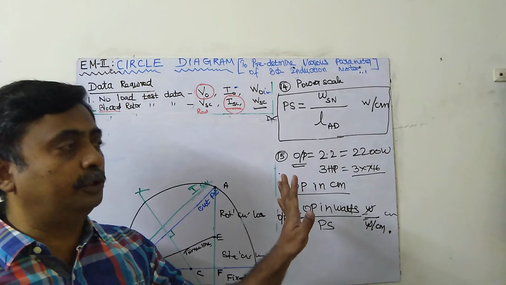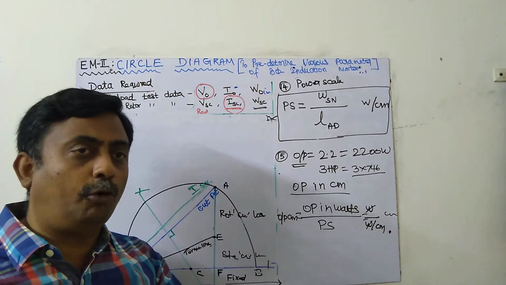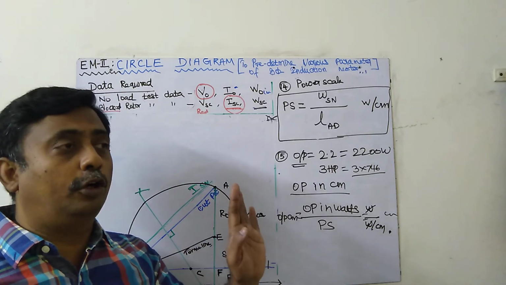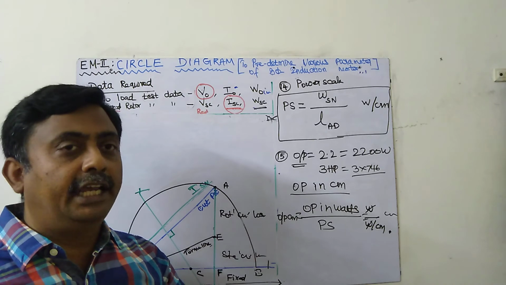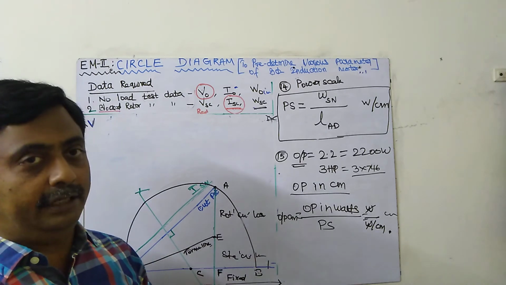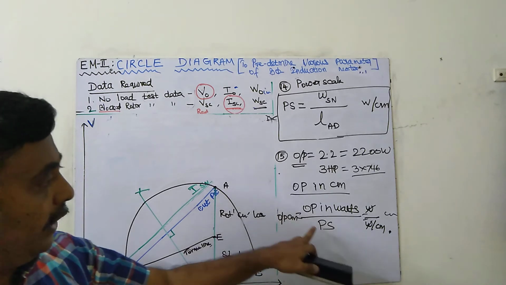In any machine, suppose in a theory question, 3 HP motor. Is the 3 HP motor input power or output power? A 2200 watts machine is an output power. It is not at all an input power. Okay, this we have to calculate. Output power in watts divided by power scale, we have to calculate. Now I have it in centimeter.